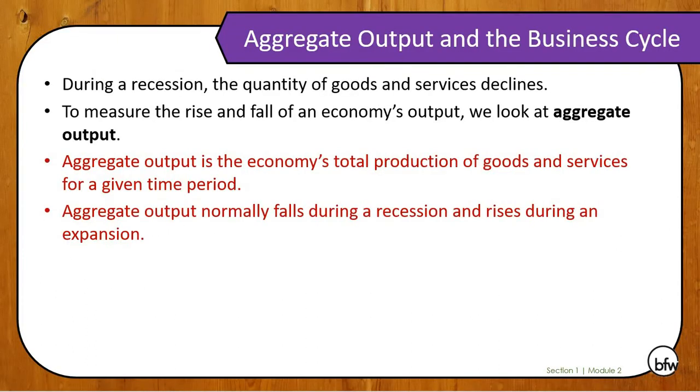Now, aggregate output in the business cycle. During a recession, the quantity of goods and services declines. To measure the rise and fall of an economy's output, we look at aggregate output. Aggregate output is the economy's total production of goods and services for a given time period. Aggregate output normally falls during a recession and rises during an expansion.